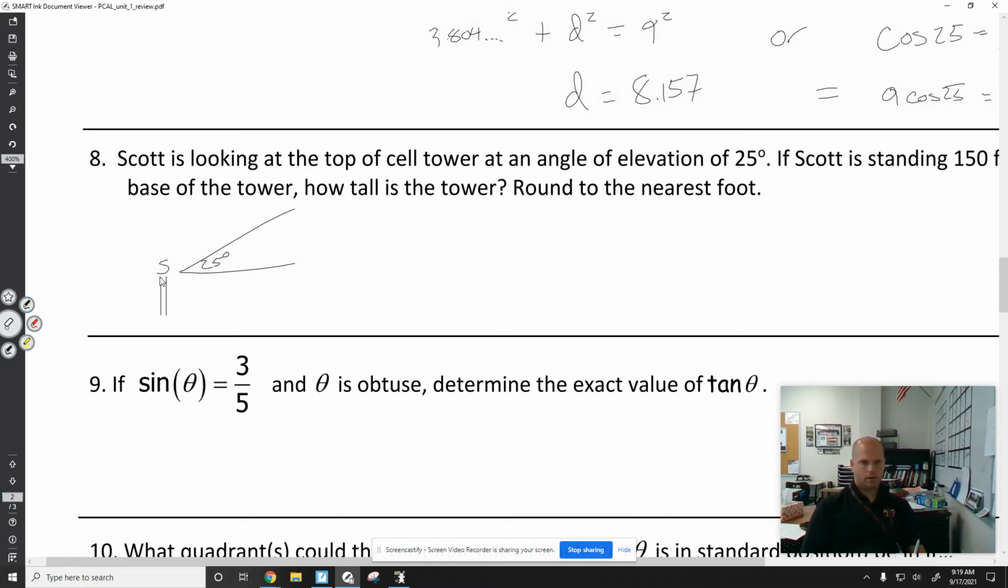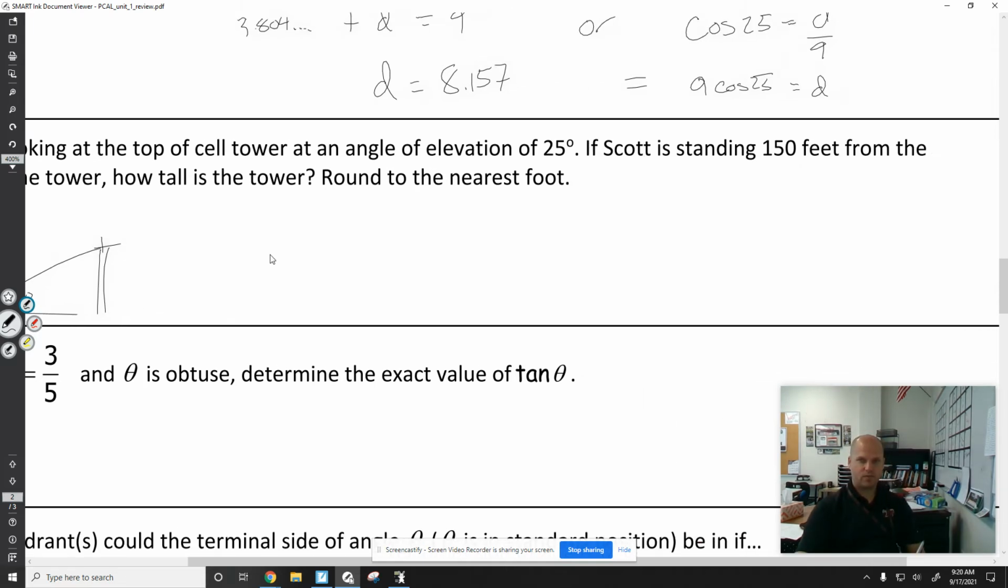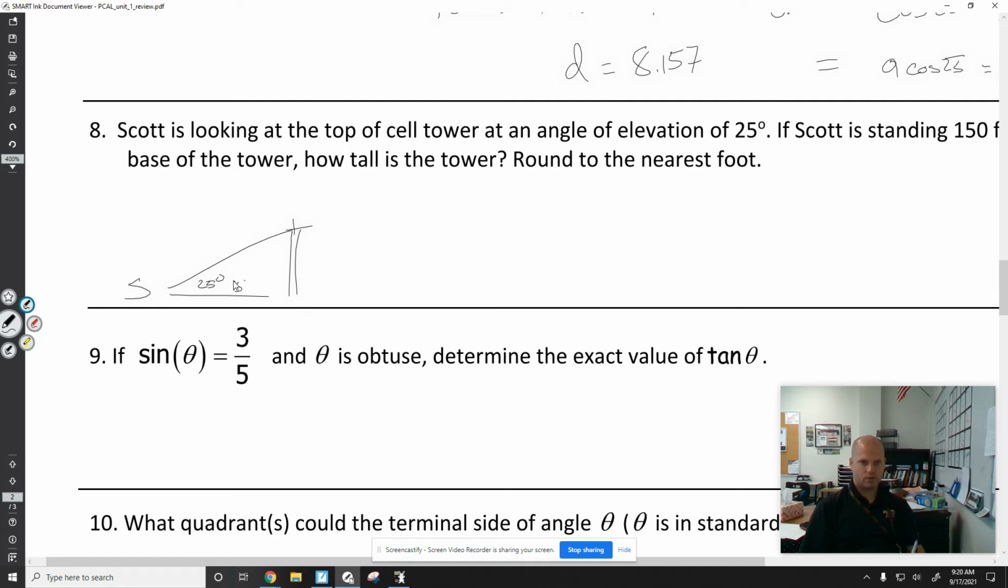Oh, wait. No, Scott's not at the top of the cell tower. Scott is looking at the top of a cell tower at an angle of 25 degrees, like that. Scott is standing 150 feet from the base of the tower, so this is 150. How tall is the tower? What's that y distance? All right, this is the hypotenuse. There's y, it's opposite. There's 150, it's adjacent.